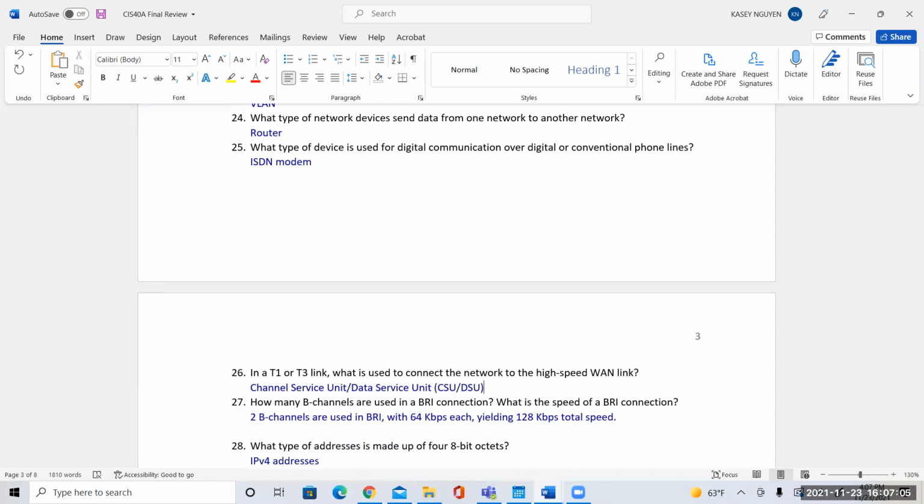27. How many B channels are used in BRI connection? What is the speed of a BRI connection? So a BRI connection uses 2 B channels, and each of the channel is 64 kilobit per second. So if you take 2 multiplied by 64, you would have 128 kilobit per second of the total speed.